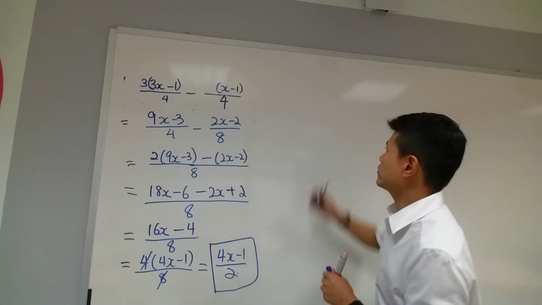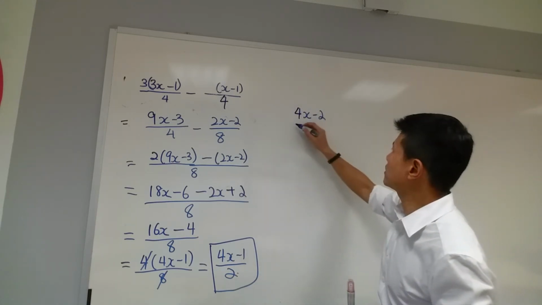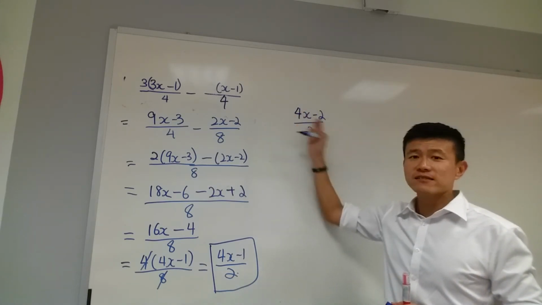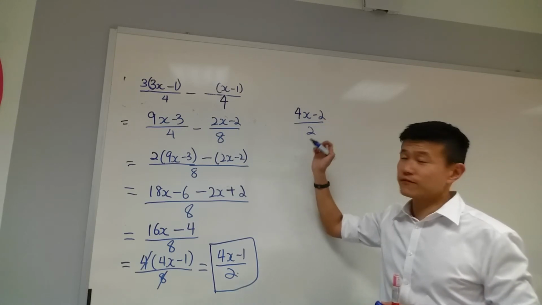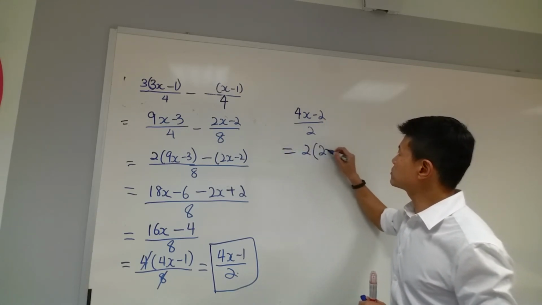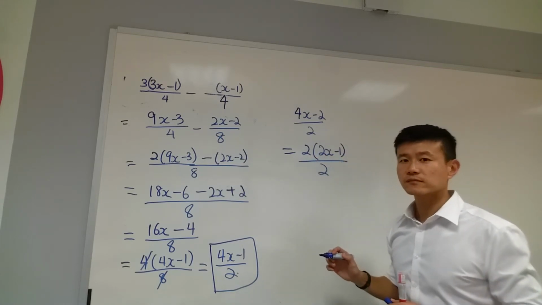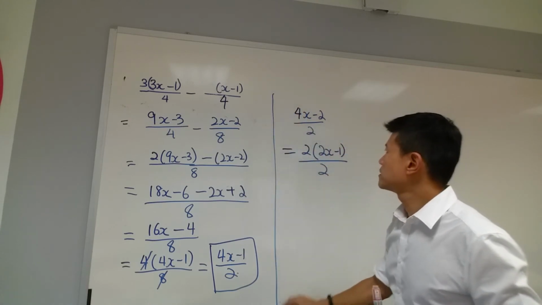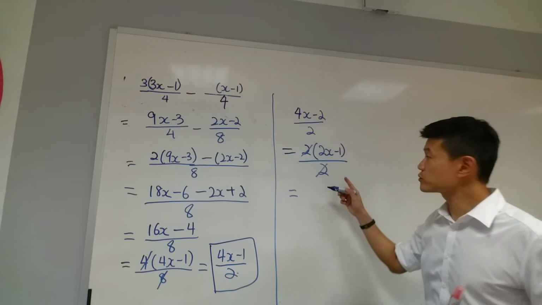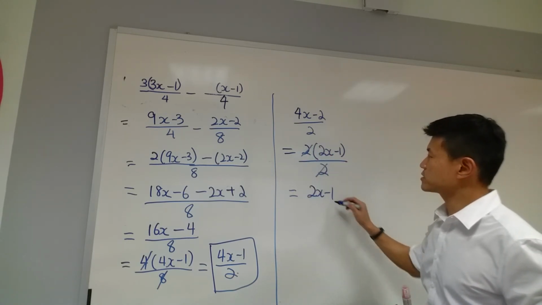if you have this, once again, this is similar to our earlier question, earlier part. You must factorize this numerator first. You're going to get 2 bracket 2x minus 1 divided by 2. And you can cancel away the 2. 2 divided by 2 is just 1. This is a multiply. And I get 2x minus 1.